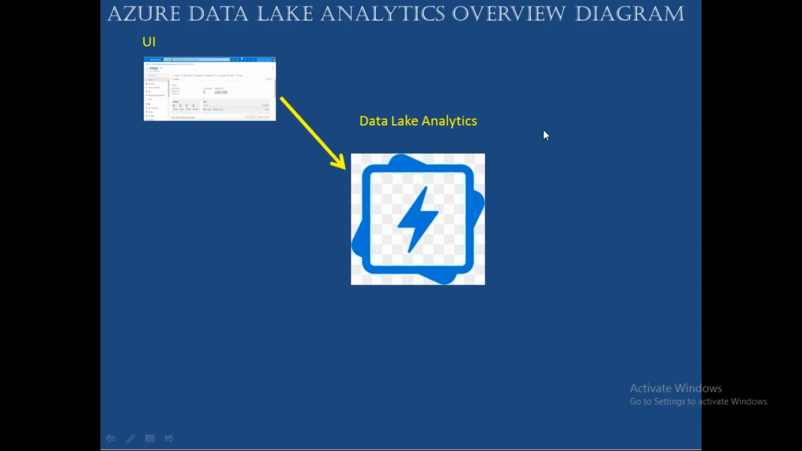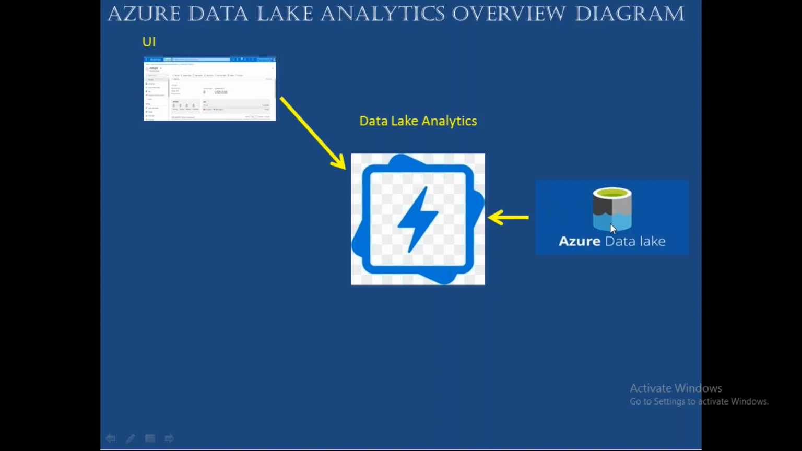This job can only read data from Data Lake Storage Gen 1. It cannot even connect to Data Lake Storage Gen 2. Data Lake Analytics can connect to only Data Lake Storage Gen 1. So when you submit your job, it should be able to read data from Data Lake Storage Gen 1 into Data Lake Analytics, and you can apply some transformation. You can write data back to Data Lake Storage Gen 1.